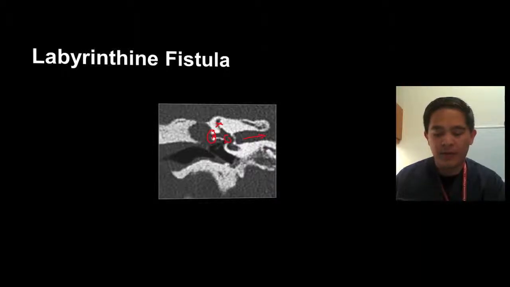You can perform a fistula test in the office or in the operating room, and this involves applying either positive or negative pressure to the ear canal here, and this can cause lateral gaze of the eyes in a certain direction depending on the type of pressure that you apply.